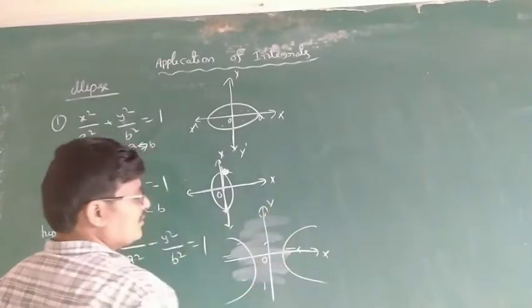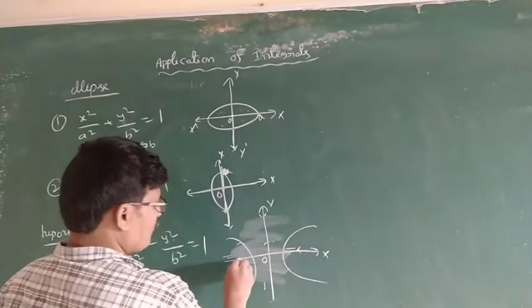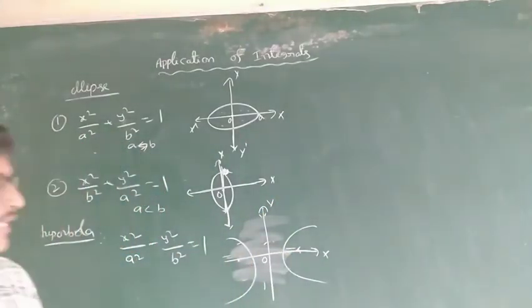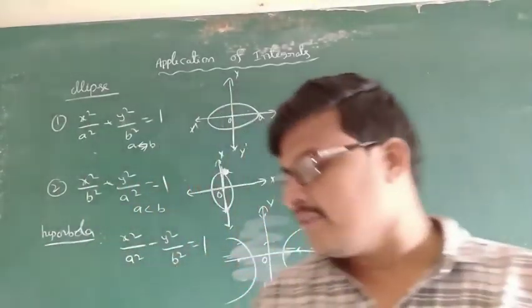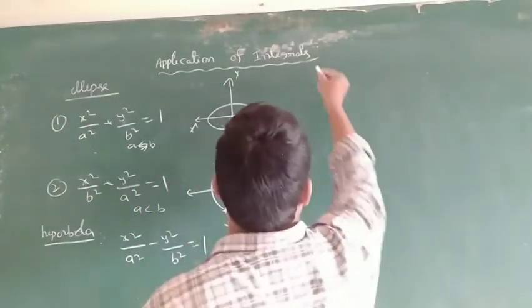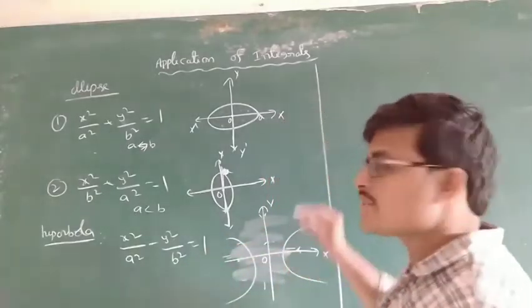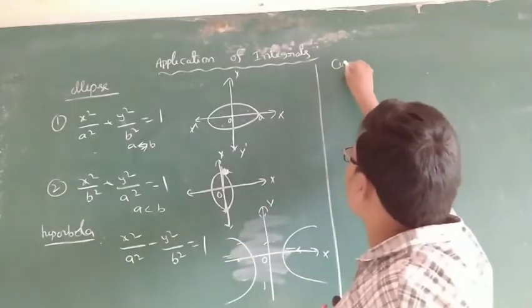This is the x-axis. This is the focus, the foci. Okay. Next, this is the hyperbola. Next, the circle.